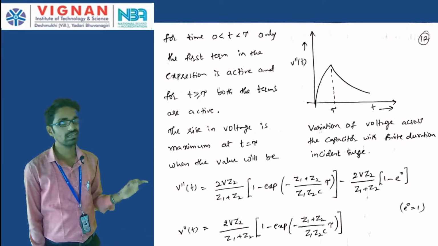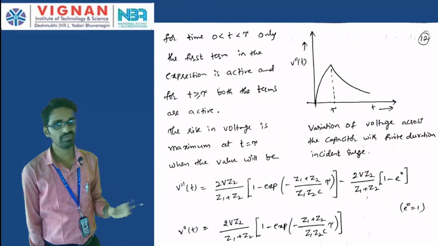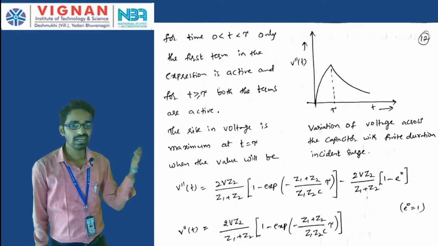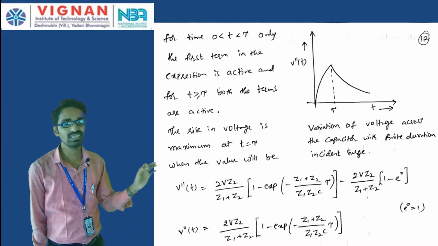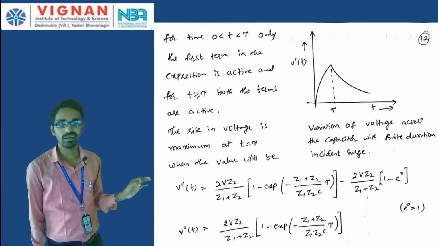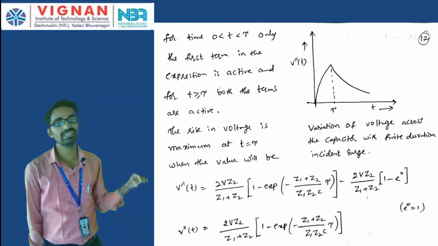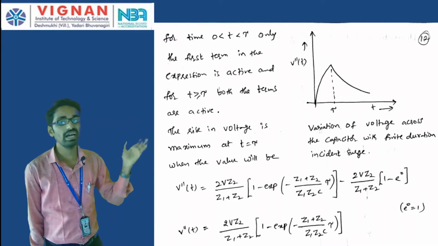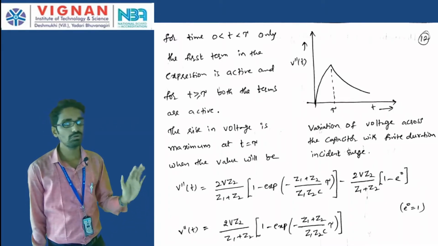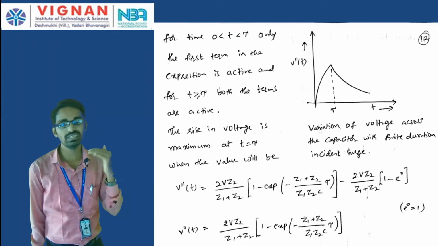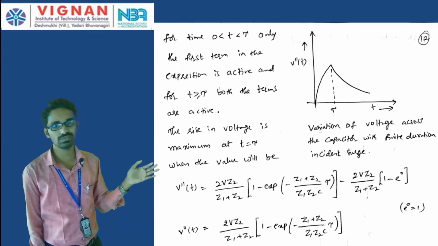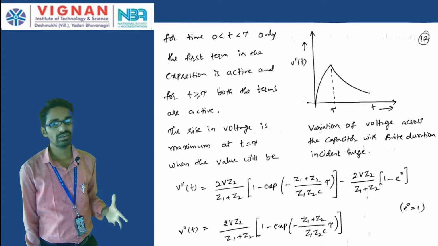These two terms are going to be present in the equation when t is greater than or equal to tau, and the rise in voltage is maximum at t equal to tau. At the time t equal to tau, the rise in voltage is going to be maximum, and after that it is going to be exponentially decaying. That means the value of the capacitor voltage is going to be decreasing.